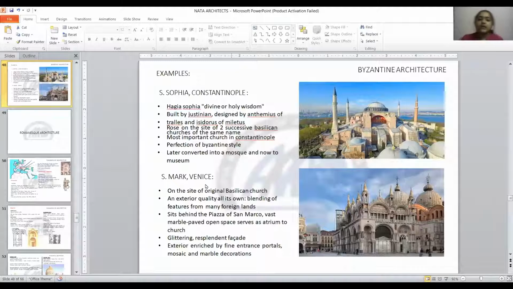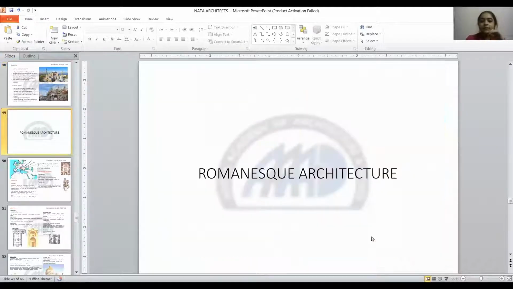Next comes another example of this period, Saint Mark's, which is in Venice. It is actually a blend of many architectural styles, a combination of many architecture examples, and the exterior walls are shining walls. They used a material such that it would shine. Next to Hagia Sophia, it was one more prominent landmark and masterpiece of Byzantine architecture.